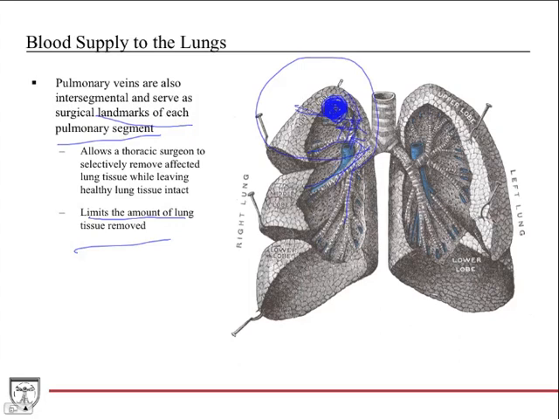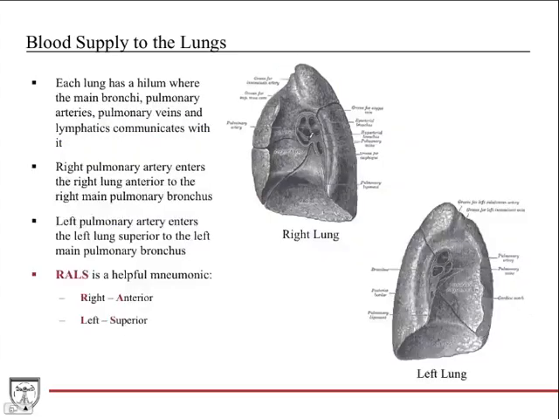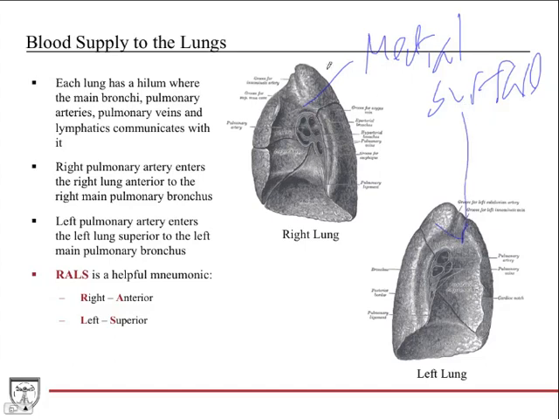You can just take out this affected segment and then leave the other segments of the upper lobe intact. Each lung has a hilum where the main bronchi, pulmonary arteries, pulmonary veins, and lymphatics communicate with it. So this is the right and left lung taken apart here, and this would be the medial surfaces shown in here, so on both sides.